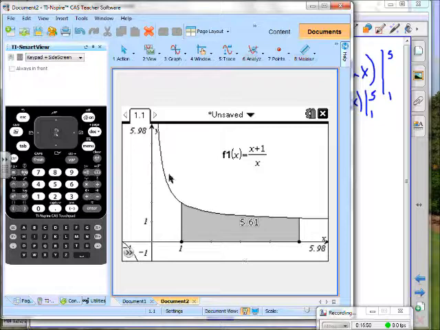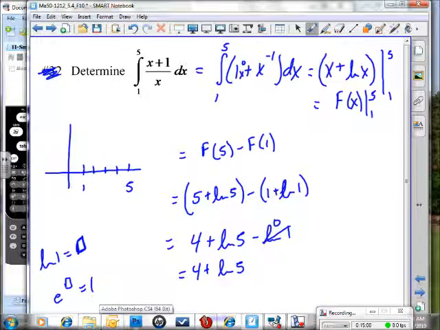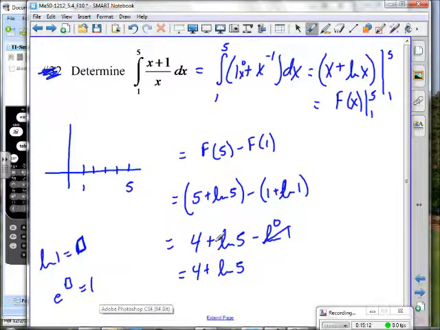The answer is 5.61, which I don't have a clue about. Is that the same thing as 4 plus the natural log of 5? Okay, so it's close enough. It's approximately that. But this is your exact answer that we have there. Okay, that's our process of doing that.